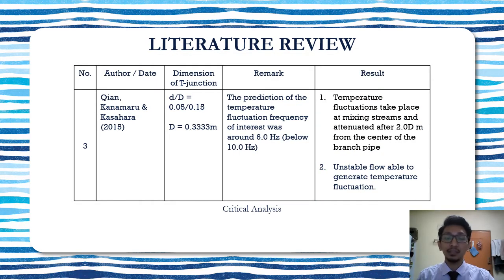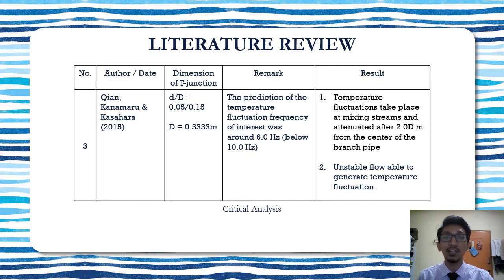Lastly is a study conducted by Kian, Kanemaru and Kasahara in 2015. Based on this study, the fluctuation frequency of interest is below 10 Hz. Our simulation could focus on 0 to 20 Hz and the results from 0 to 10 Hz can be compared for validation. Besides the frequency of interest, they also mentioned that in the mixing T, the highest temperature fluctuation happens at the mixing region and slowly decreases as the flow heads to the outlet.